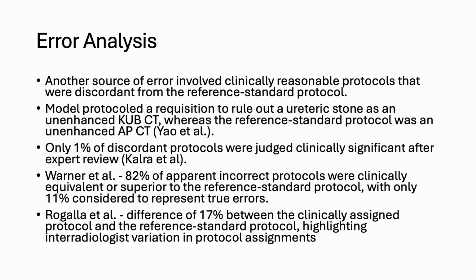And the last area of error analysis that came up were protocols that had multiple correct answers. For example, to rule out a ureteric stone, an unenhanced KUB-CT, and a CT abdo-pelvis unenhanced were both reasonable answers, but we needed to have one correct answer per protocol, so that came up fairly often. And in the various studies that looked at that, there was even a fair amount of variation among radiologists themselves, reflecting the fact that in many scenarios there can be more than one correct protocol.